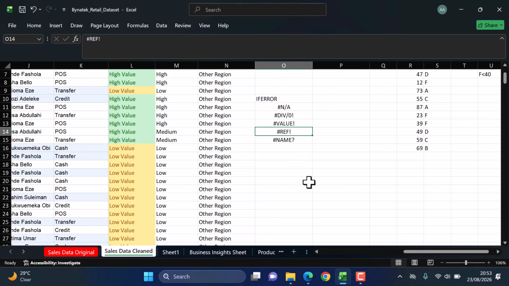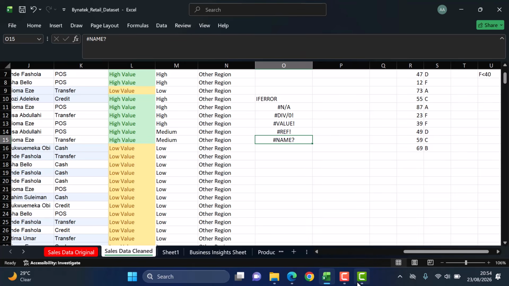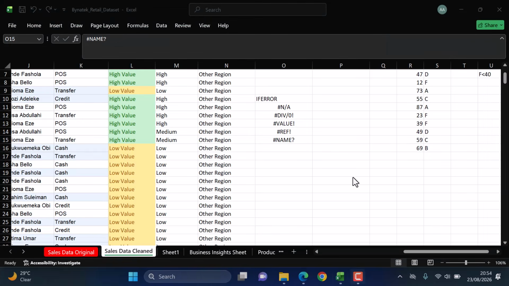So the next one is this name, which is Excel does not recognize the formula name. So it normally happens when you have typed an error, you made a mistake while entering the name.